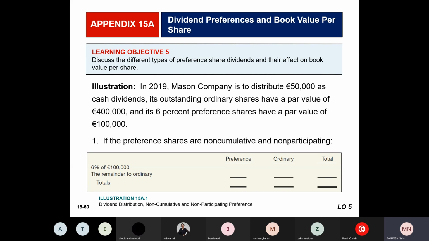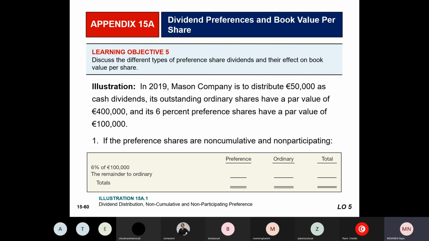Okay, so we'll start with the first here, basic illustration. 2019, here we have Mason Company that decided to distribute 50,000 as cash dividend. Its outstanding ordinary shares have a par value of 400, and its 6% preference shares have a par value of 100,000. Okay. So the first scenario is that the preference shares are non-cumulative and non-participating. So what does it mean, non-cumulative and non-participating?